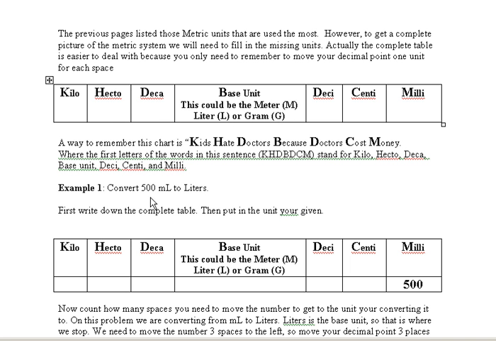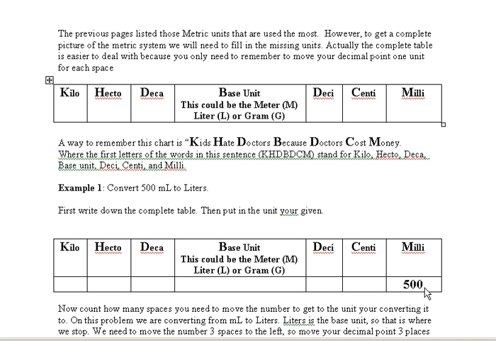So let's go ahead and do one here. Convert 500 milliliters to liters. Okay, here's the base unit, liters. That's what we need to convert to. And here's what we're given. We have 500 milliliters. So I put the 500 here, and as I move to the left, I move the decimal point to the left.